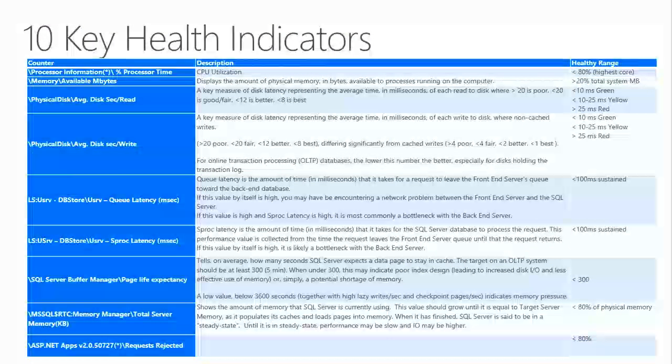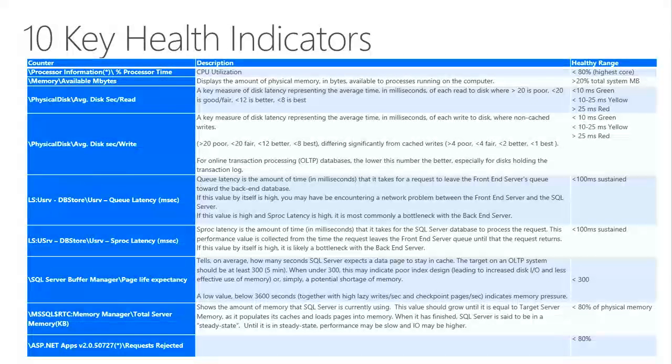So this slide's a little bit hard to read, but it's also in the document. These are the 10 key health indicators. The big one that we look for is processor information, percent processor time. Under 80% is generally a good thing. I think that's a bit of a rule of thumb with all applications.